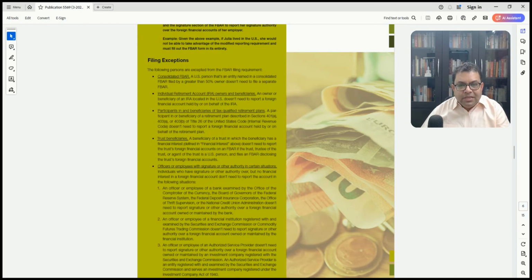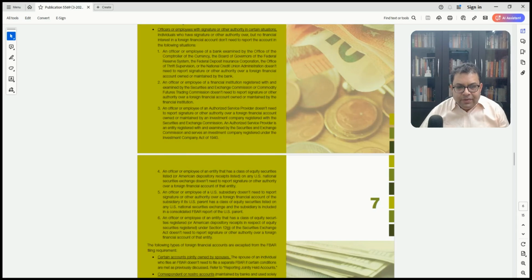Then there are exemptions with respect to IRA owners. For example, an IRA owner who holds foreign accounts need not report them, nor do participants or beneficiaries of tax qualified retirement plans, or trust beneficiaries. For example, if there is a beneficiary in a trust in which the beneficiary has a financial interest, they don't need to report the trust's foreign financial accounts on an FBAR if the trust's trustee or agent is a US person and files an FBAR. So there are certain kinds of relaxations and exemptions that are given, right?